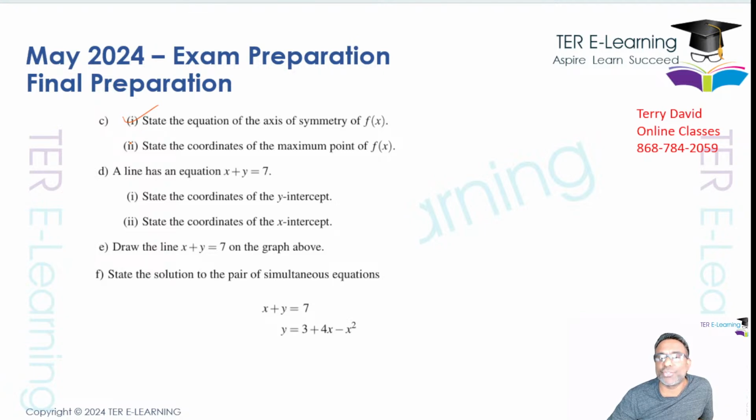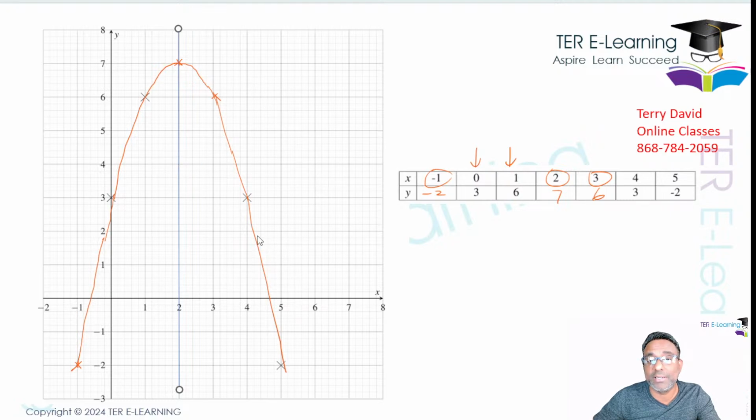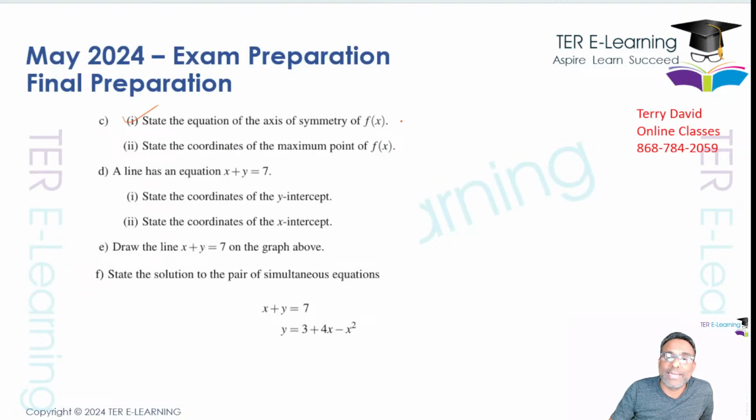They said state the equation of the axis of symmetry. So remember, when it comes to axis of symmetry, it's that vertical line. Axis of symmetry is a vertical line where we can fold the graph paper along that line, and the left-hand side and the right-hand side of the graph will line up exactly. So this here, that's a vertical line, that's your axis of symmetry, and it's passing through this point here. So the axis of symmetry is going to be x is equal to 2. So when they ask you here, state the equation of the axis of symmetry, you're going to say x is equal to 2. That's the answer.